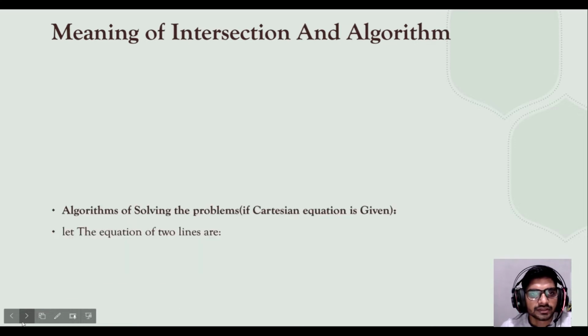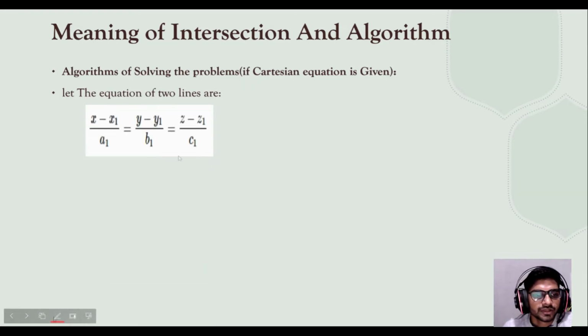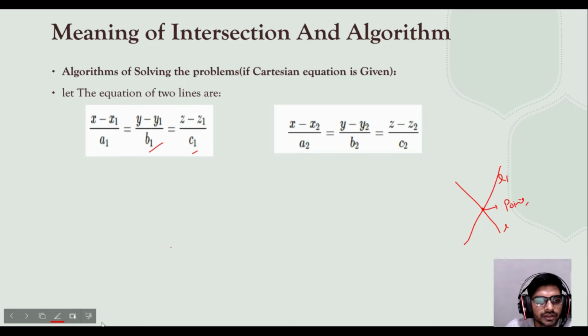Let's start with our topic. I'm going to discuss the case when the equations are given in the Cartesian form: (x minus x1) upon a1 equals (y minus y1) upon b1 equals (z minus z1) upon c1. There are two equations of lines given, so that we can find the point of intersection. If they intersect, then we can find the intersection.